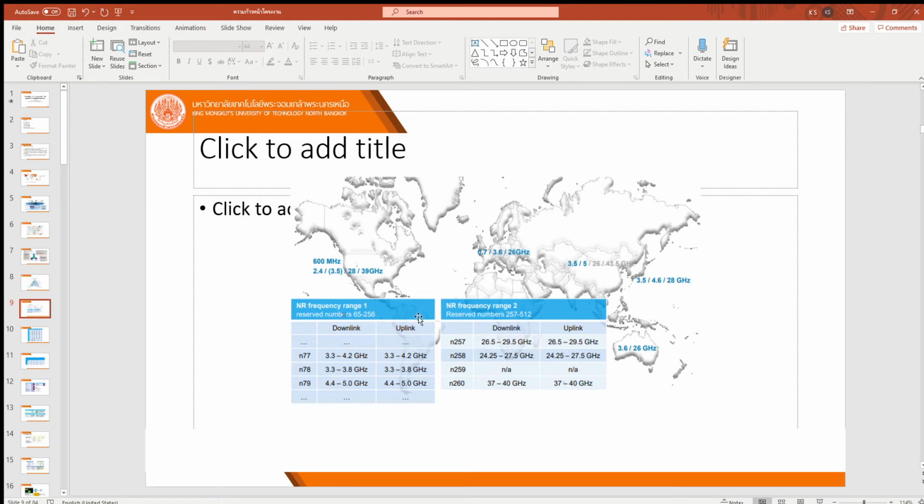And they have two ranges of frequency. One is sub 6 gigahertz, where they use low frequency. The other uses high frequencies, about 26 up to 40 gigahertz. So you're going to use N257, N259. Such as in Thailand, they use N70X for sub 6 gigahertz, and then they can use N259 50X for millimeter wave in the future.